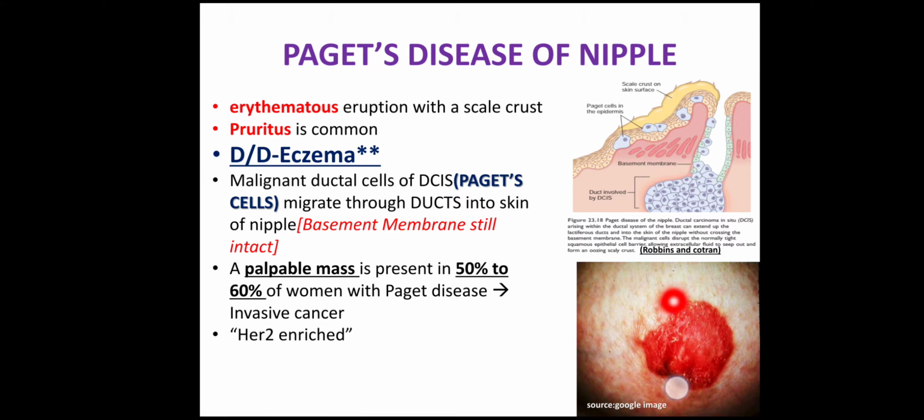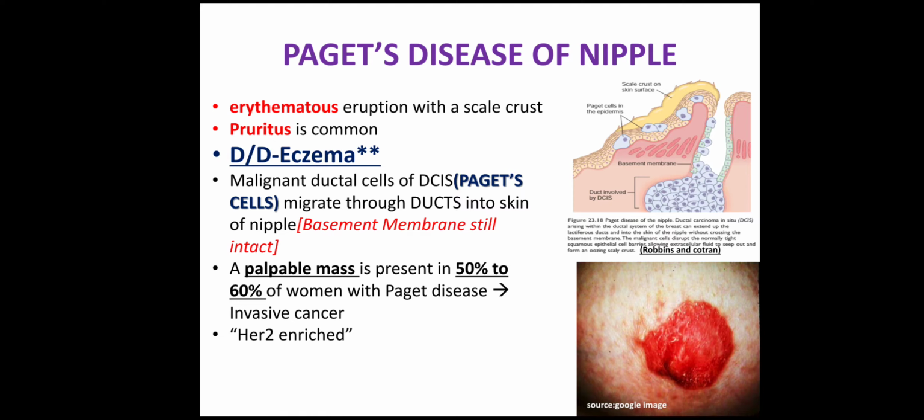So sometimes the clinician might confuse it. The patient might go to the skin department and might be misdiagnosed as eczema because the lesion is eczematous. So there are chances of misdiagnosis, and the thing which can be missed is that there is a lump in 50 to 60% of patients having the presentation of Paget's disease.